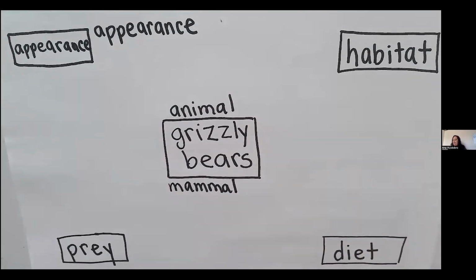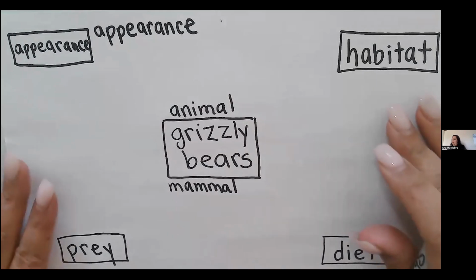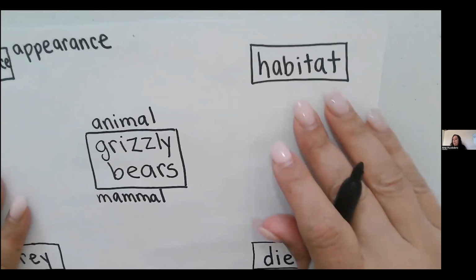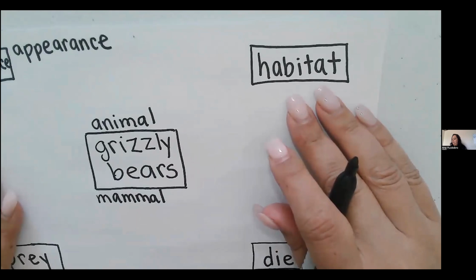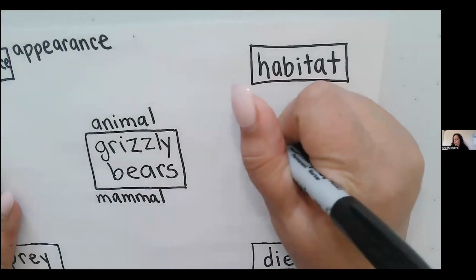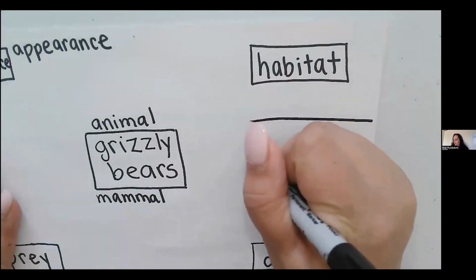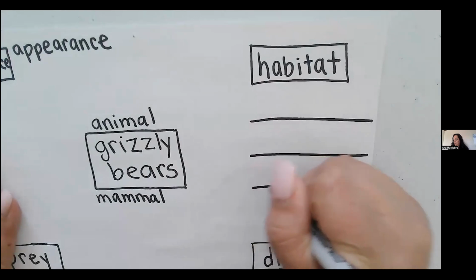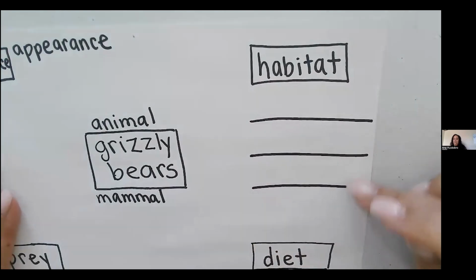Great job filling this out. So we're going to go ahead and start with habitat. Once again, a habitat is where a person or an animal lives or a plant lives. Okay. So under each little section, we're going to write 3 lines. But right now we're just going to do the first 3. Okay. So I'm going to ask you to make 3 lines.